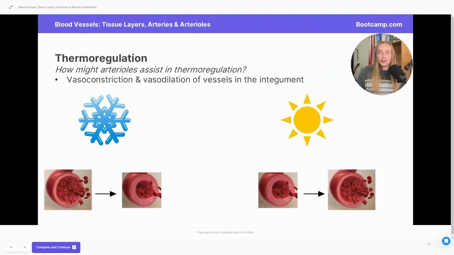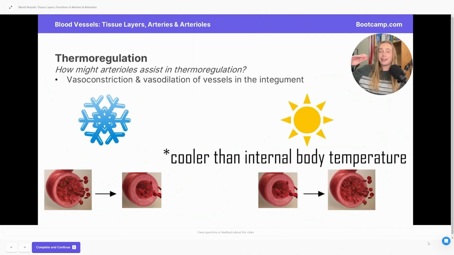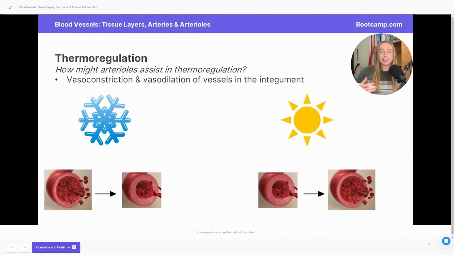If it's a really cold day outside, the vessels in our integument are going to undergo vasoconstriction. And this is going to be because we want less blood to be exposed to that cold environment. Instead, we're going to keep our core temperature high while letting our extremities get a little bit cooler. If it's a warmer day outside, the opposite is going to occur and the vessels within the integument are going to undergo vasodilation. This is going to mean that more of our blood is going to be exposed to that cool environment and helps keep our body temperature relatively low.